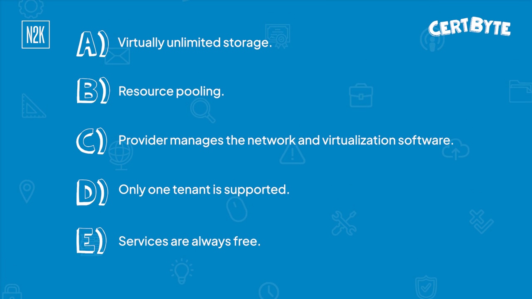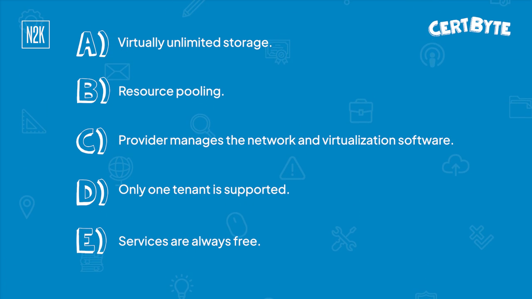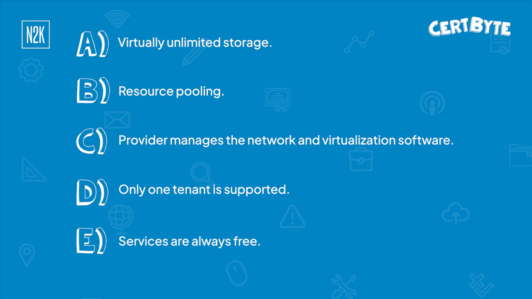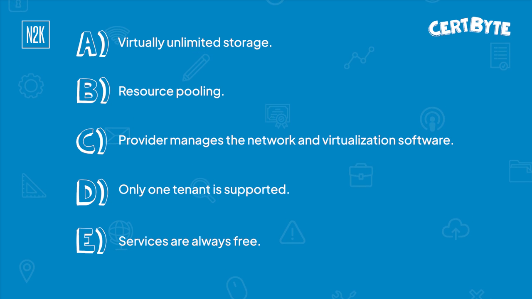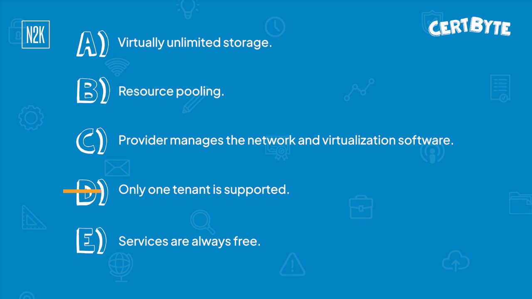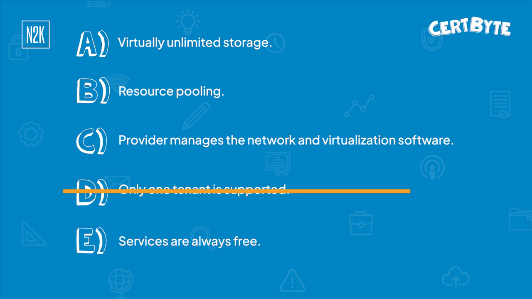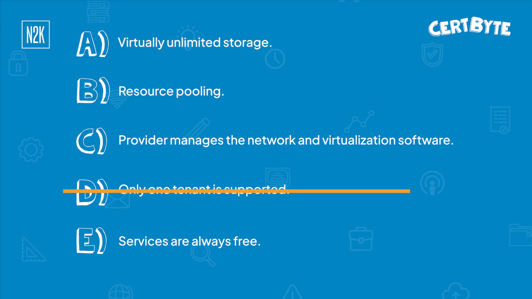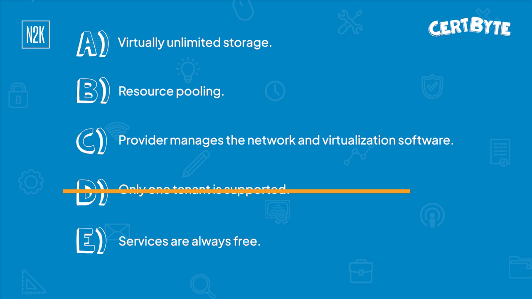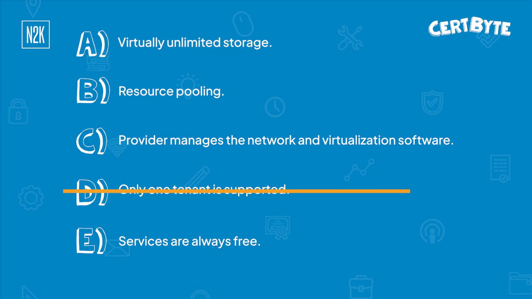So in this case where I have three correct answers, I'm going to use the process of elimination. And I'm pretty certain that foundationally, a public cloud is built on the principle of having multiple tenants supported. So I'm going to rule that one out first. The other one that is not ringing true is that services are always free. And since it's got an absolute in there, that always makes me suspect in an exam and usually false.